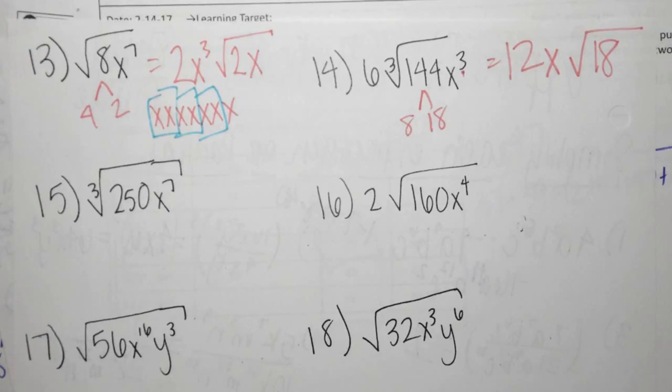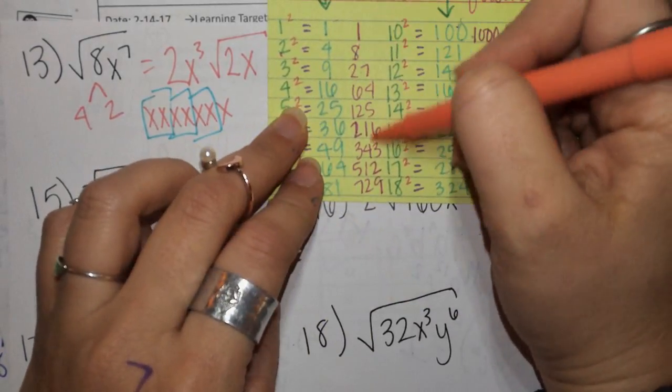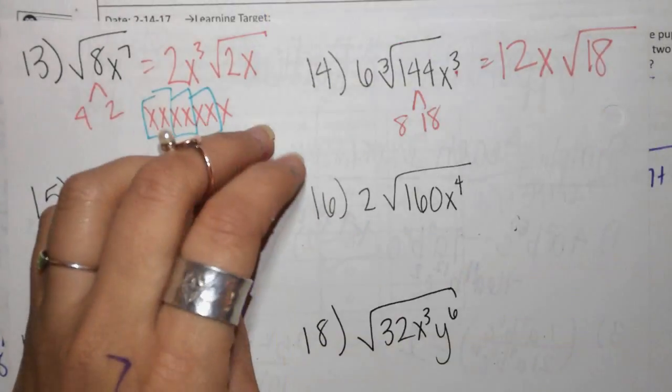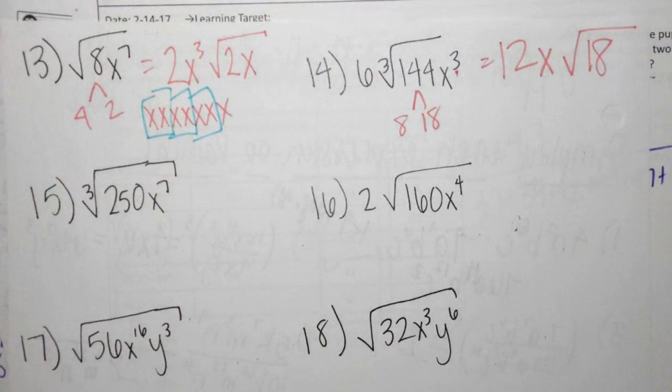It's not a perfect cube. It says cube root, so you need to use your cubes. And it does. If it was a perfect square, you would use 12.